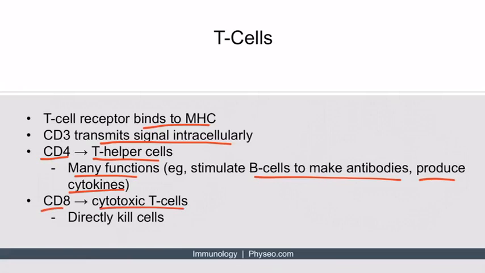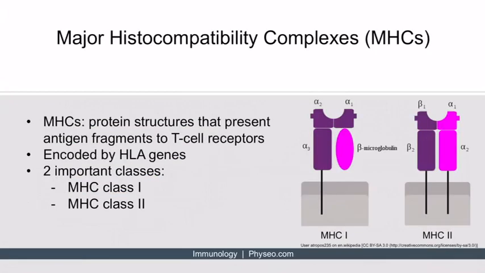All right, with this understanding, let's discuss MHC. MHCs are protein structures found on cell membranes that present antigen fragments to T cell receptors. MHCs are encoded by genes known as HLA genes. There are two important classes of MHC that you should know for Step 1, MHC class 1 and MHC class 2. There are some important differences between these two MHCs, so let's talk about them now.